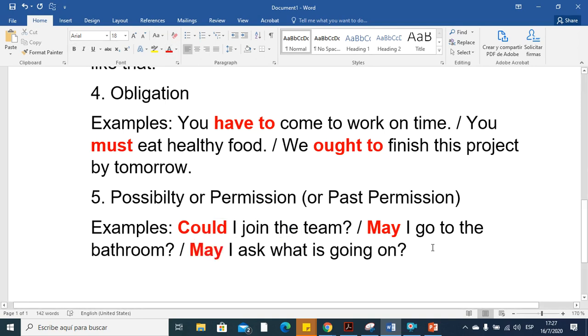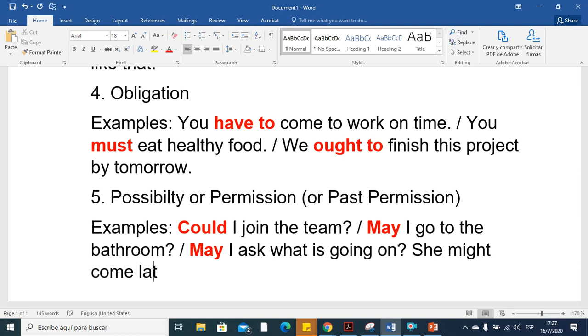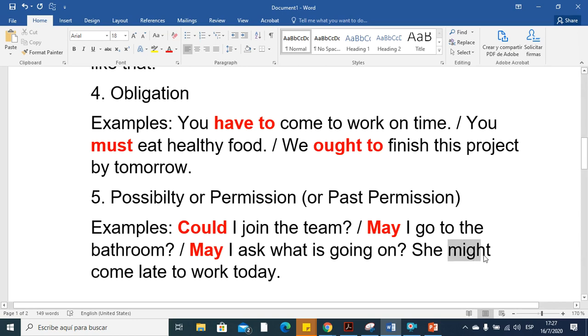Another type of modal. Another example would be, she might come late to work today. She might come, might. Might in this case is representing a possibility, because they are not sure that she will be there late, but they are saying that she might, que ella podría llegar tarde.